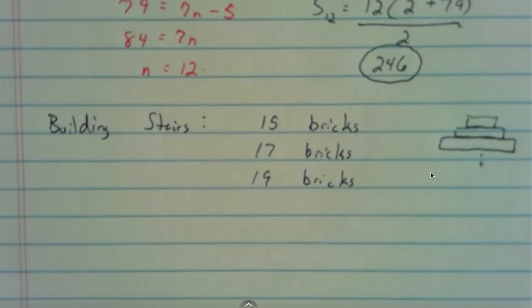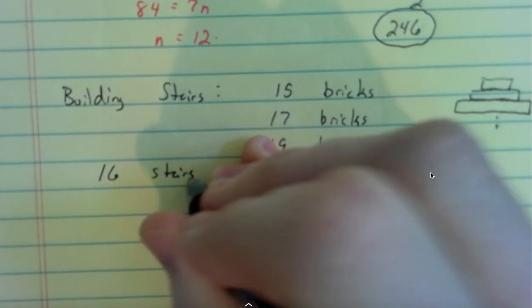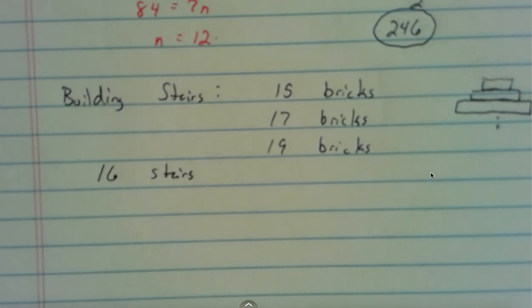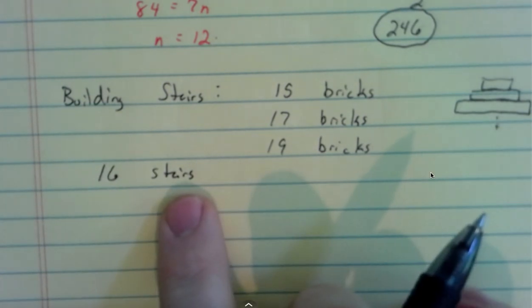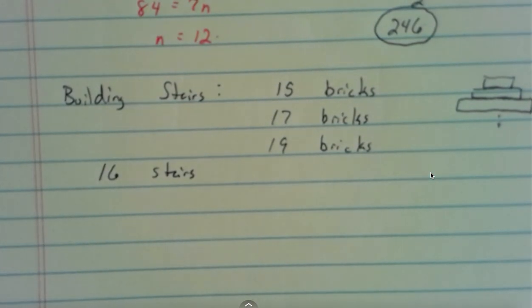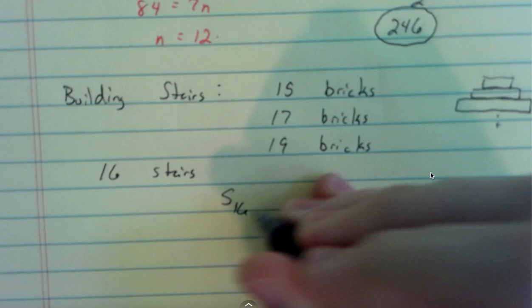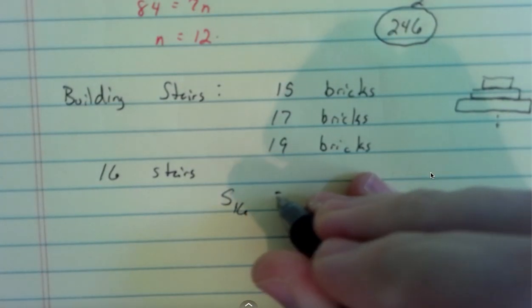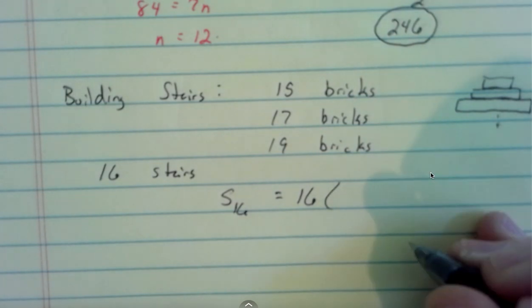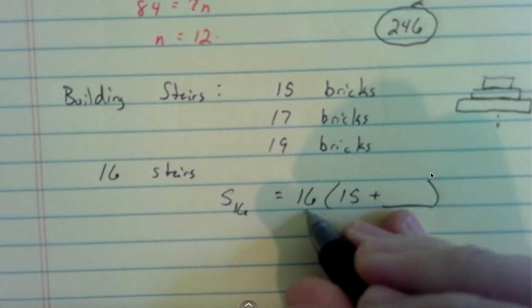And what we're told is that there's 16 stairs. How many of those bricks am I going to need to make the top rows each time? So think of building a pyramid. It could be like stacking cans for a grocery display too. So here's 16 stairs. Let's take a look at how we would do this. We want to find S sub 16. S sub 16 is going to equal 16 times the first one, which is 15, plus the last one, divided by 2.